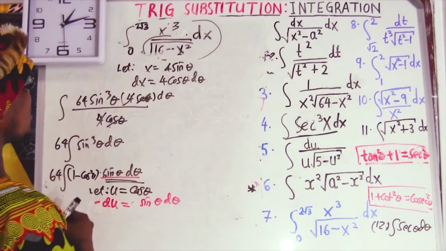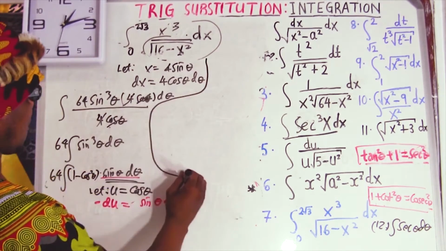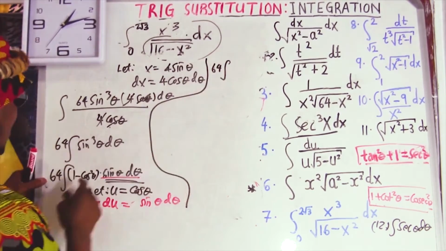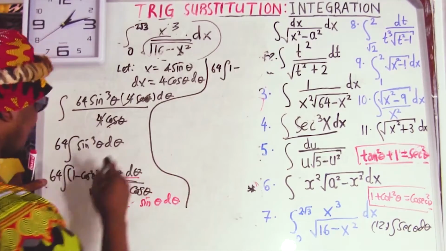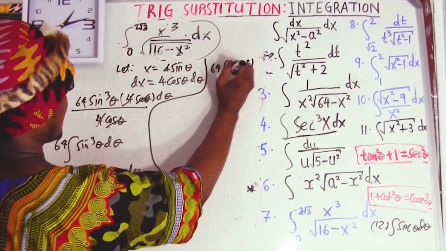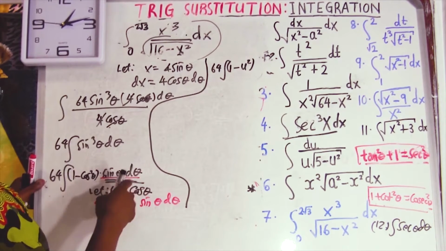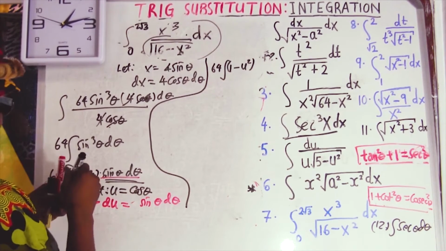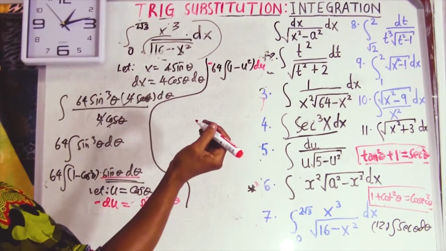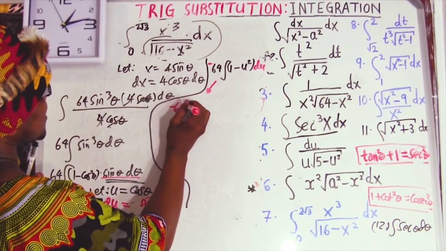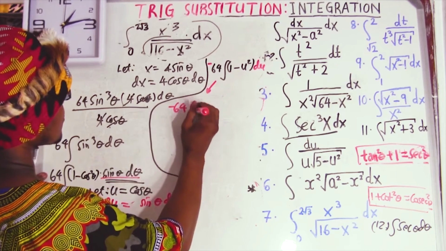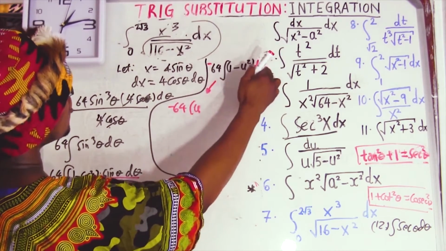So now this question is going to become: we got 64 here. Integral 1 minus, what is cos? Cos equals u, we say, but it's going to be squared. Sine theta d theta equals negative du. Okay, it's going to be negative du. So then we finish, because this is going to become negative 64 integral of 1, we're going to get u, because 1 du is just u.